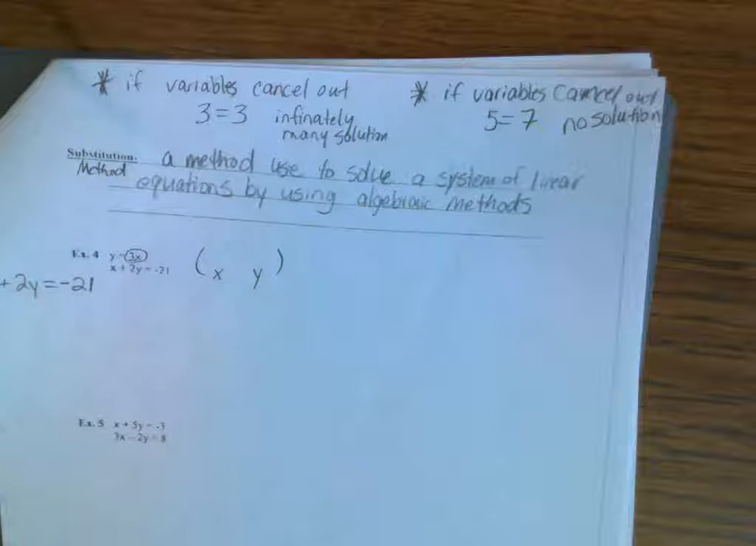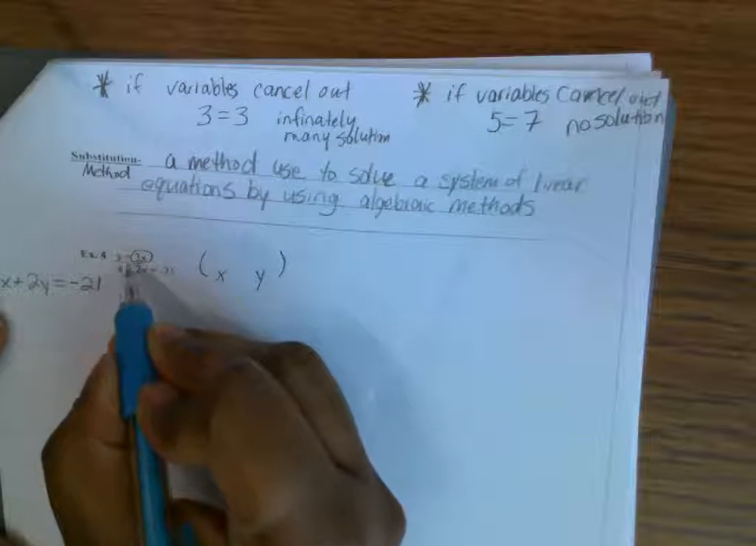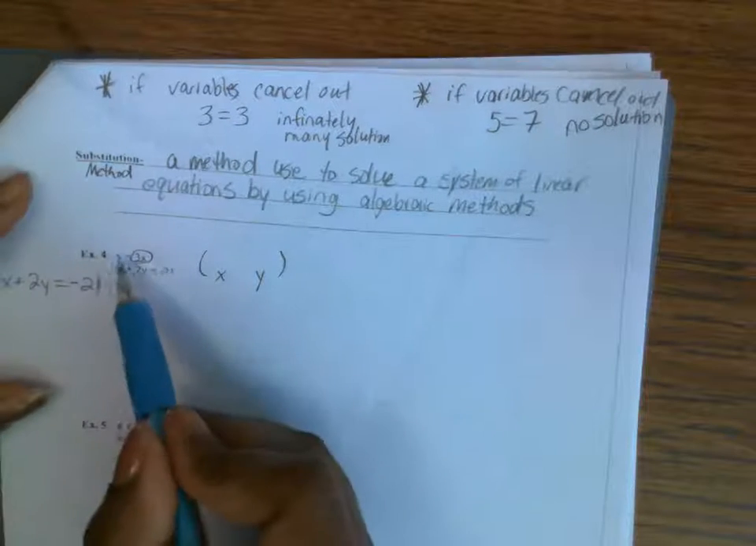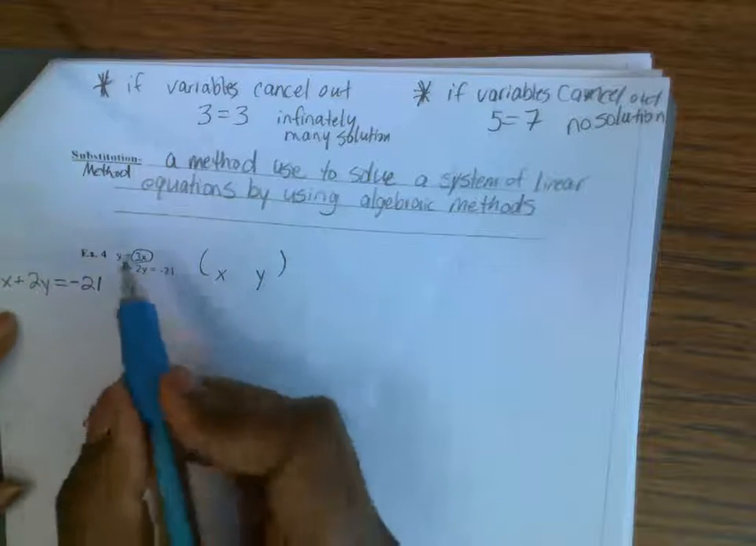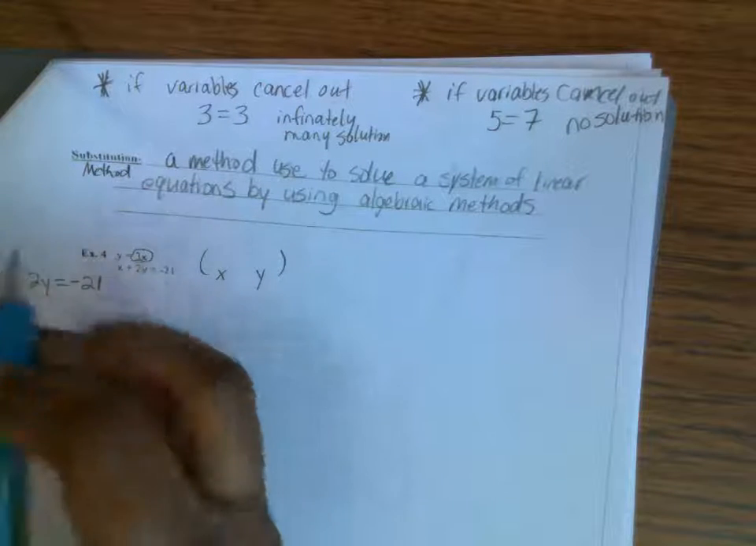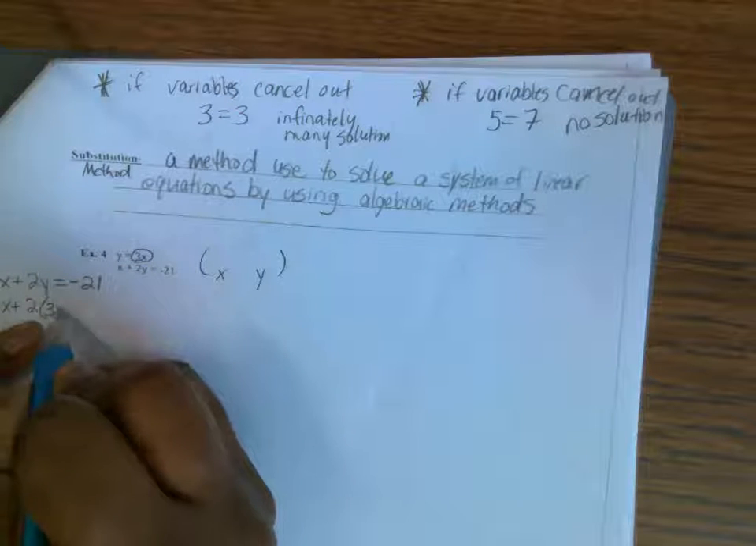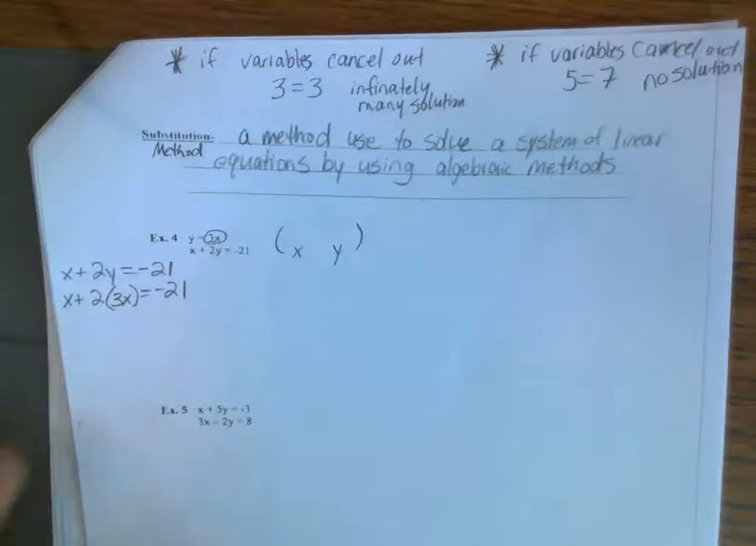I'm going to repeat it one more time. Very first thing that you need to do is isolate one of those variables. Get x by itself or get y by itself. Here, y is already by itself. y is equal to 3x. So you're going to take 3x and substitute it in for y in the other equation. So I rewrite this other equation, and I'm going to replace y with 3x. So this is going to be x plus 2 times 3x is equal to negative 21. So that's what I have so far.